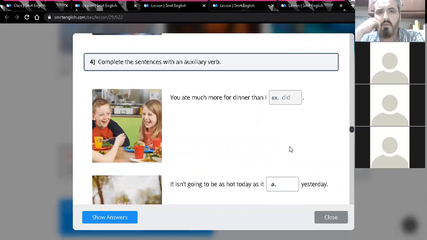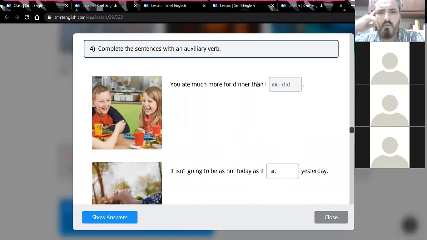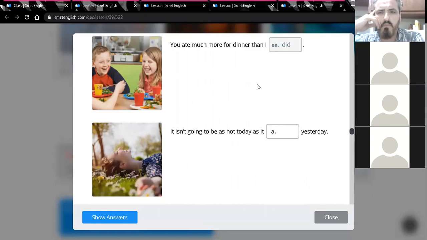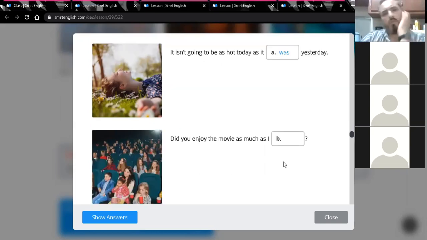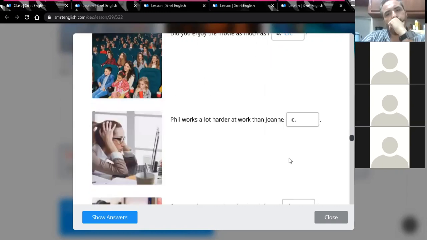Okay, so it says complete the sentences with an auxiliary verb. Remember, this is like the formal way. You ate much more for dinner than I did, which in the informal way would be "than me." It isn't going to be as hot today as it was yesterday. Very good. Did you enjoy the movie as much as I did? Past, because we're talking about the movie that we watched. Phil works a lot harder at work than Joanne does. This is present. But it's she, so we don't use do with she. What do we use with she? Does.